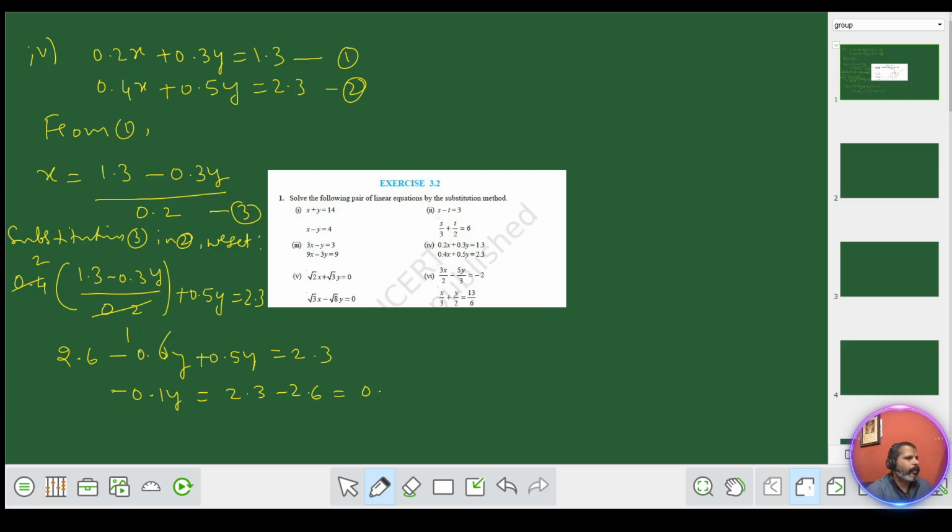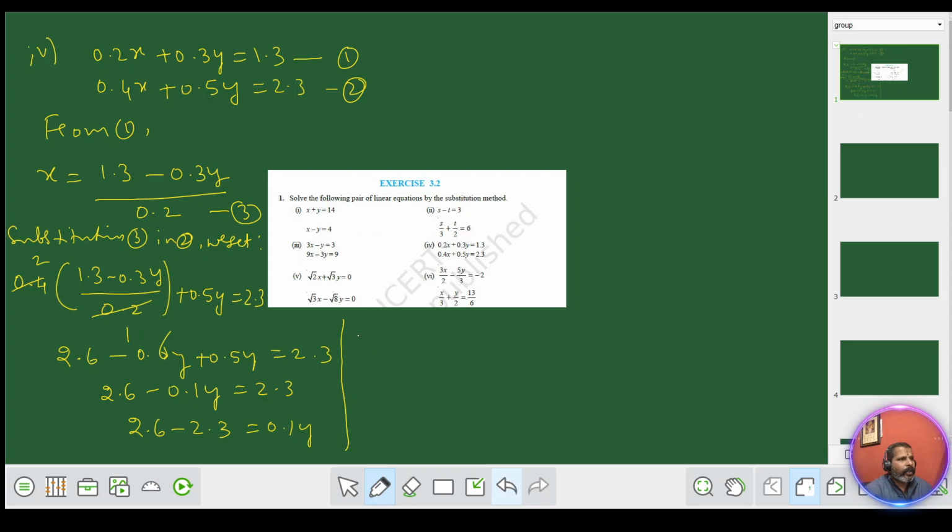2.3 minus 2.6. Okay, otherwise what I'll do, wait, I'll solve this way. 2.6 minus 0.1y equal to 2.3, right? I'll transpose 0.1y to the right hand side. I'll take the 2.3 to the left hand side. So what it becomes? 2.6 minus 2.3 equal to 0.1y.